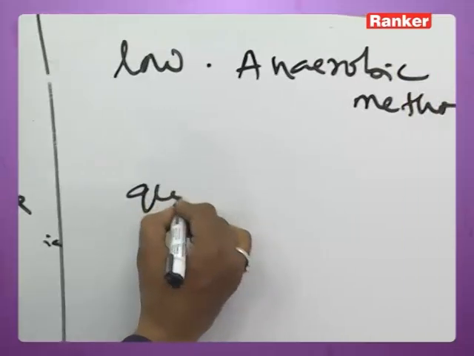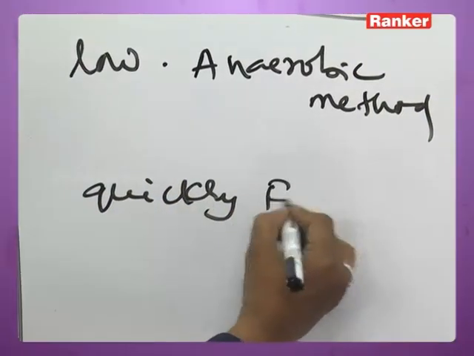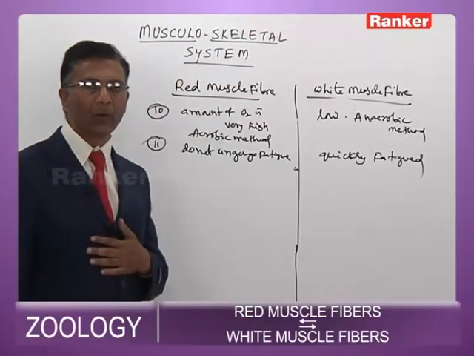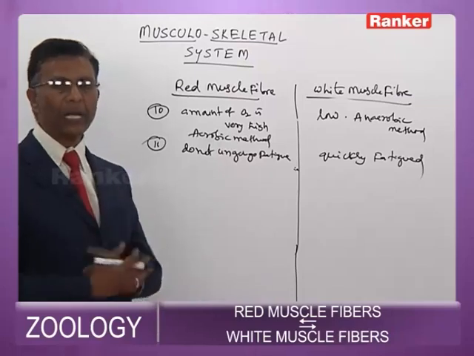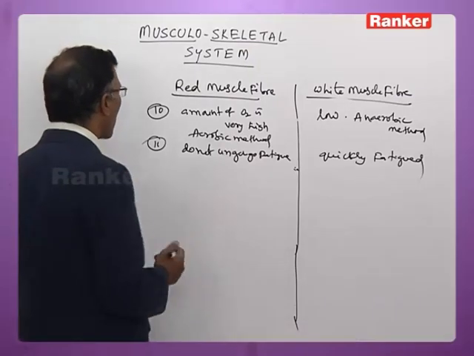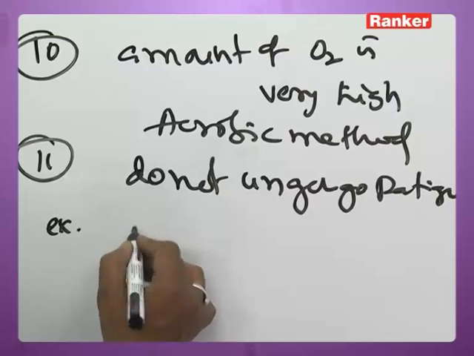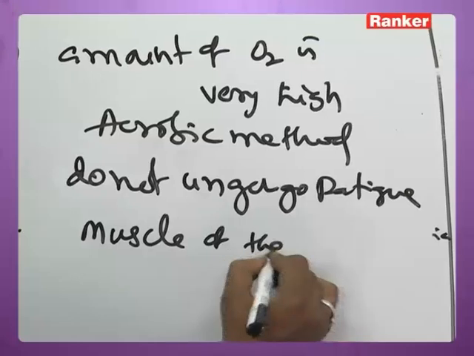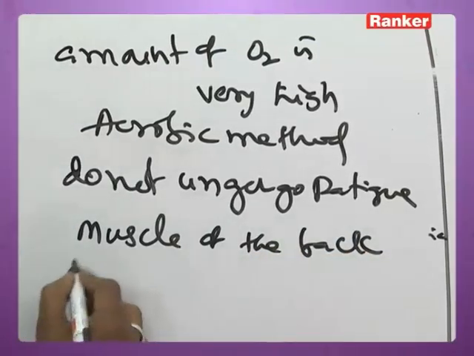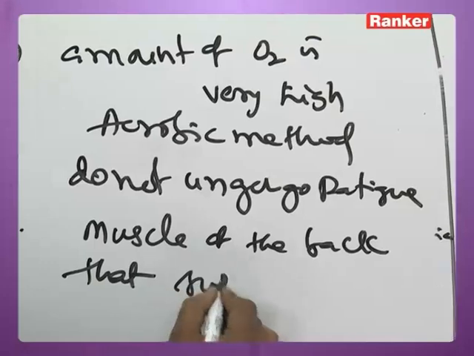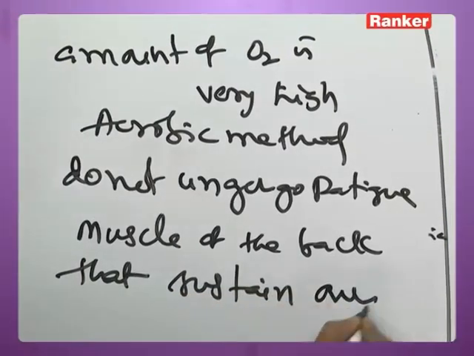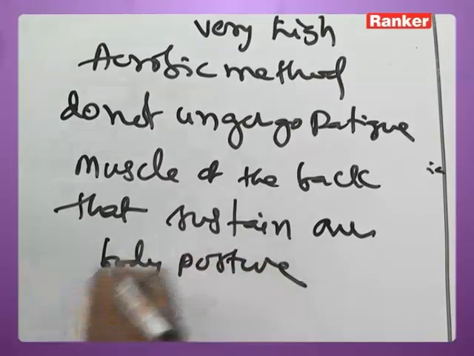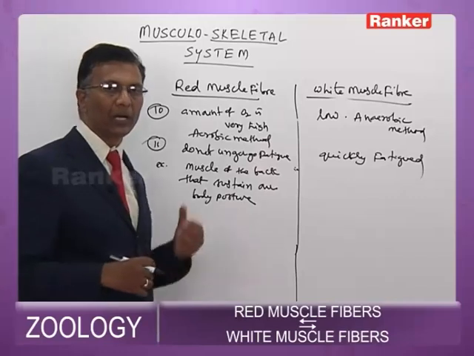Whereas they undergo fatigue quickly. White muscle fibers undergo fatigue quickly. Now, differentiate between red and white muscle fibers: what are the examples? The muscles that sustain body posture, the muscles of the back, that sustain our body posture, are red muscle fibers.